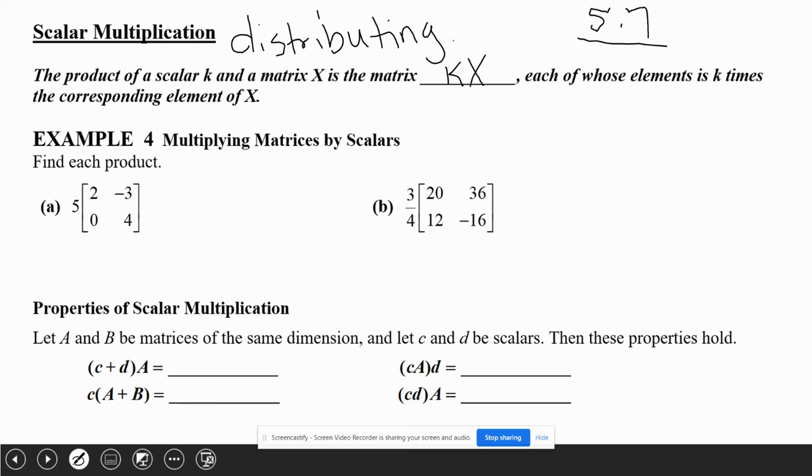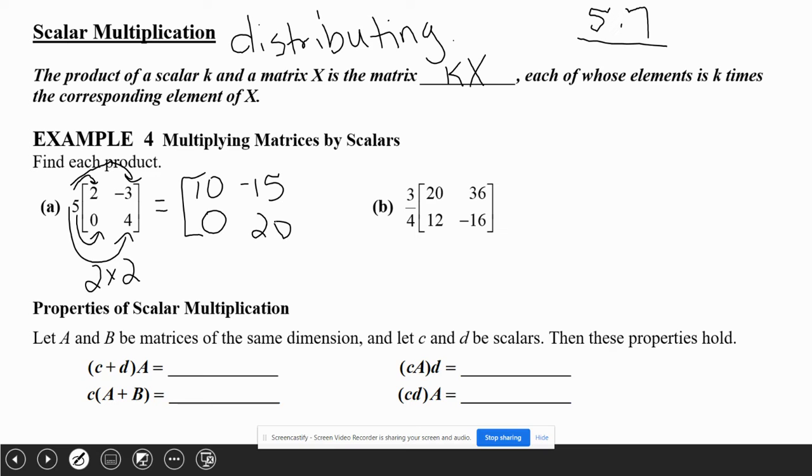So if I'm looking at example 4, I'm distributing the 5. I'm distributing it to the 2, the -3, the 0, and the 4. So I'm multiplying a 2 by 2 matrix times the scalar, which means my answer will still be a 2 by 2 matrix. 5 times 2 is 10. 5 times -3 is -15. 5 times 0 is 0. 5 times 4 is 20. And that would be my answer.